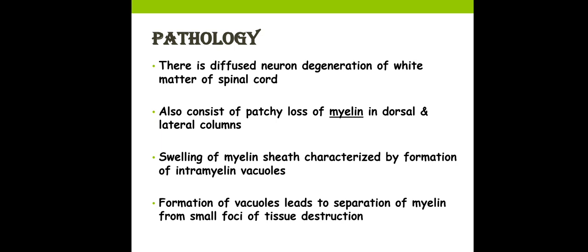There is a diffuse neuron degeneration of the white matter of the spinal cord. So it will affect the white matter of the spinal cord. It also consists of a patchy loss of myelin in the dorsal and lateral columns. So there is a degeneration of the myelin sheath: swelling of the myelin sheath characterized by formation of intramyelin vacuoles. Formation of vacuoles leads to the separation of myelin from small foci of tissue destruction, right? If the myelin sheath is damaged, then it will result in slow conduction of nerve impulses, right?